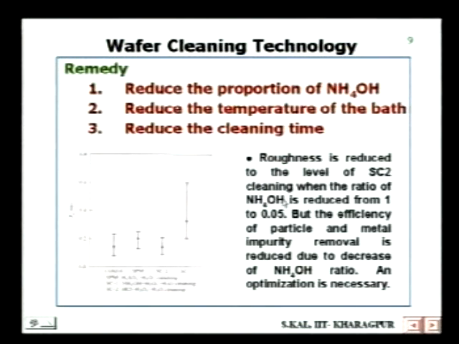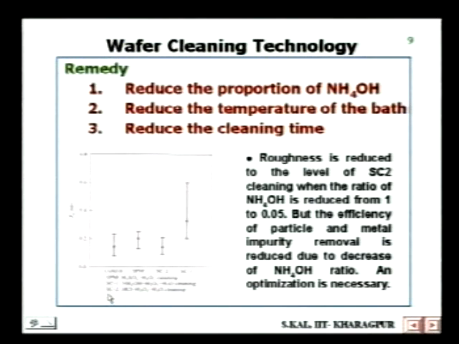Now, as I mentioned, the roughness may be reduced to the level of SC2 cleaning. SC2 cleaning produces a roughness of the order of only 2 angstrom, that is 0.2 nanometer. And here the SPM is H2SO4 H2O2 cleaning, that is basically the Piranha or Caro's acid cleaning. That also produces roughness of the order of 2 angstrom.